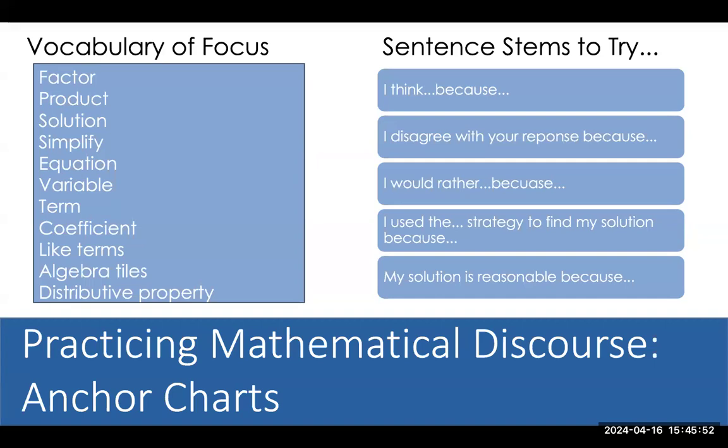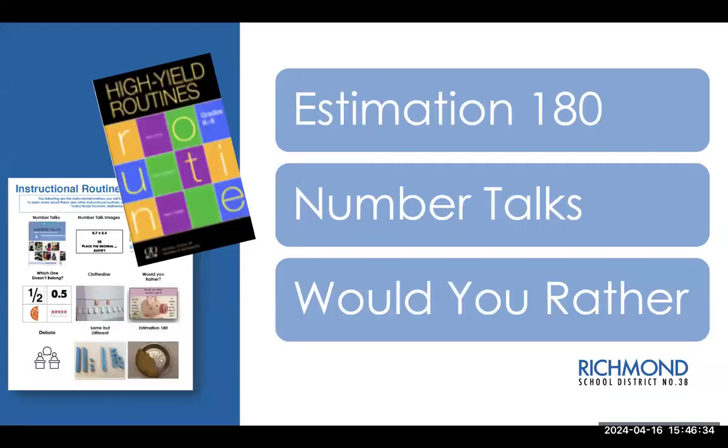It's also very helpful to support students with sentence stems to try as they are engaging in that discussion. Some things that will help them to explain and justify their thinking. So these are some examples: I think because, I disagree with your response because, I would rather because, I use the blank strategy to find my solution because, my solution is reasonable because. If you have those up and students can see them, they're more likely to refer to them and engage in that as they're solving some of the problems that you're sharing.